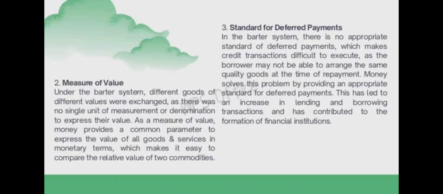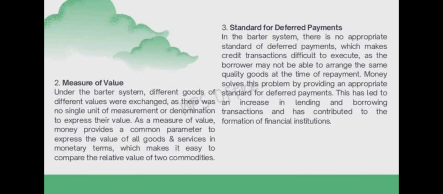So, standard for deferred payments. In the barter system, people trade goods directly. For example, rice for fish or clothes for fruits. However, this system has a problem when it comes to deferred payments, which means paying later instead of immediately. Because if you borrow something today, it's hard to guarantee that you can repay with the same value or quality of goods in the future.